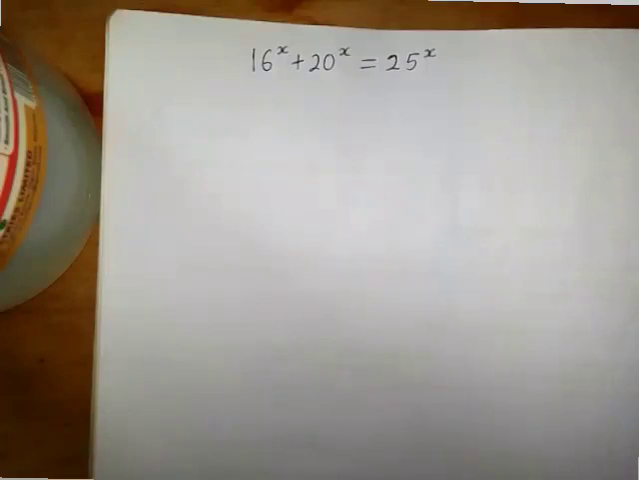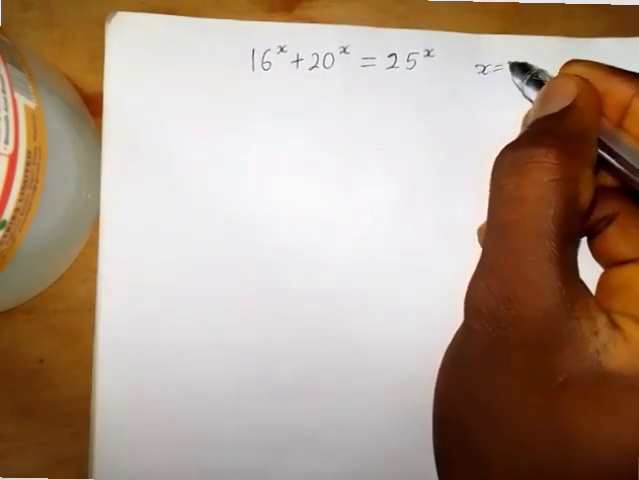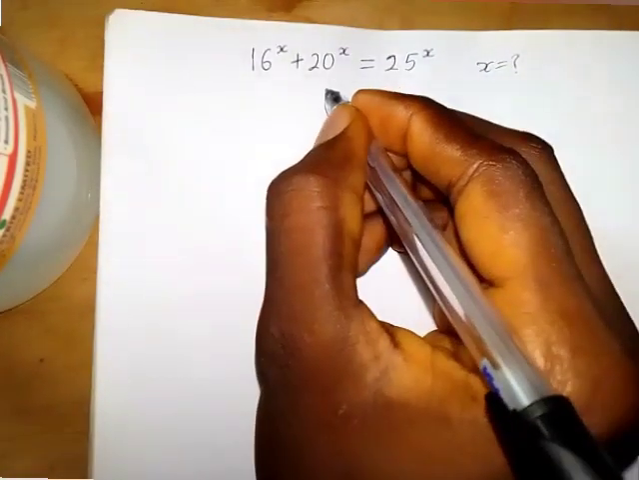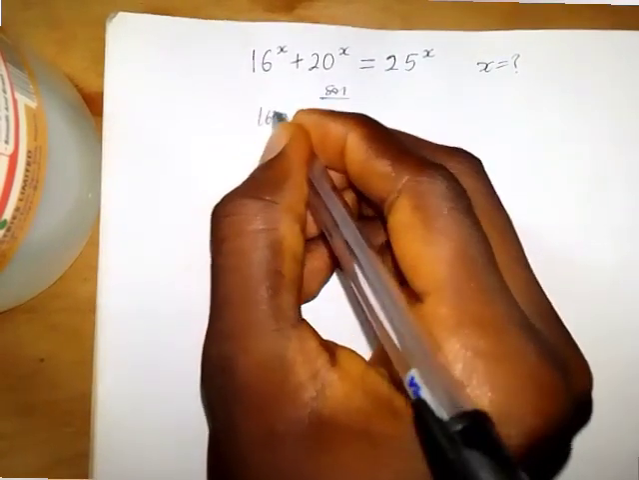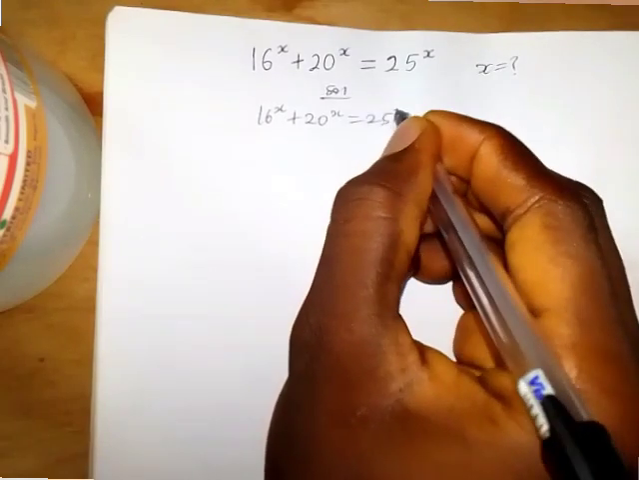Hello, welcome back. So we'll be dealing with a kind of difficult exponential equation. What we are expected to do is to find x. So how do we find x? Solution. We have 16 raised to x plus 20 raised to x equals 25 raised to x.